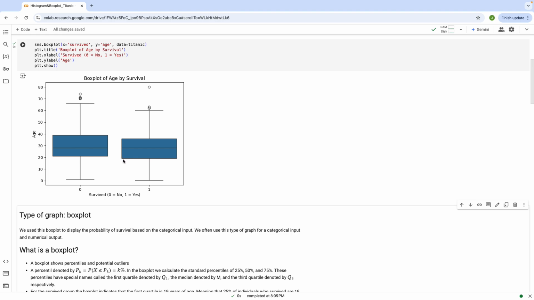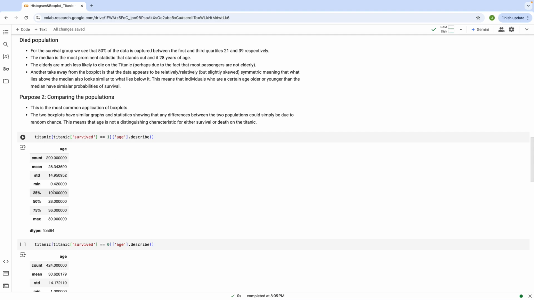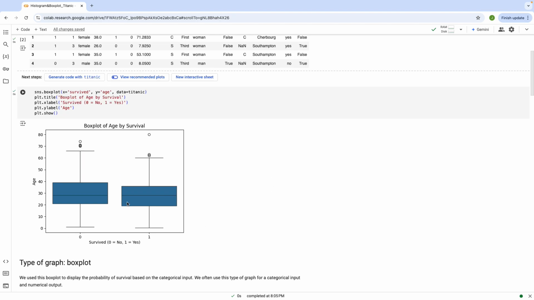The 25th percentile is called the first quartile. That means that 25% of the data is below this value. And here, if you trace it back, it looks like it's just below 20. In fact, we calculate exactly what that value is. It happens to be 19. That's the 25th percentile. So 25% of the people who survived were less than 19 years old.